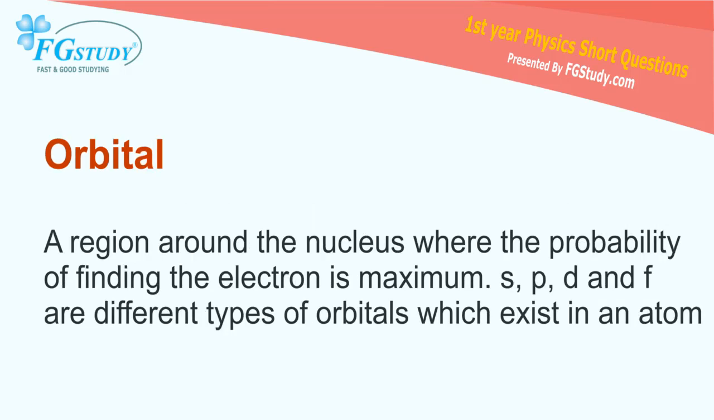Orbital. A region around the nucleus where the probability of finding the electron is maximum. S, P, D and F are different types of orbitals which exist in an atom.